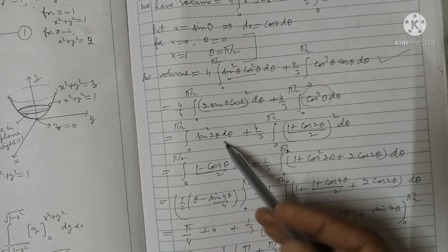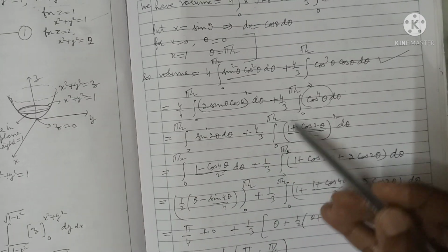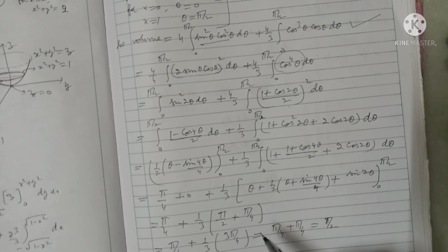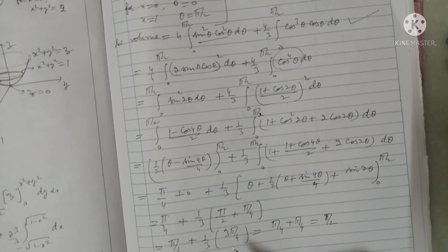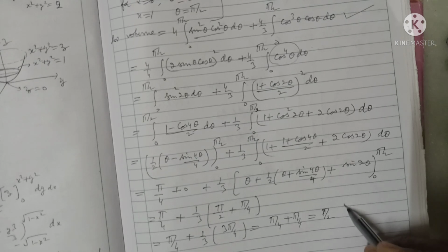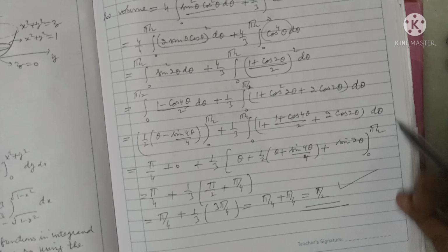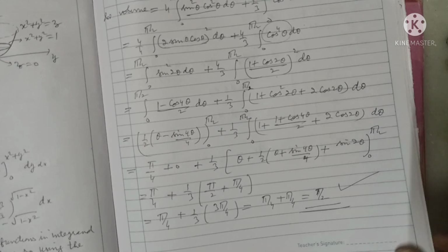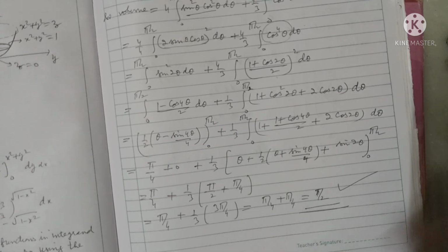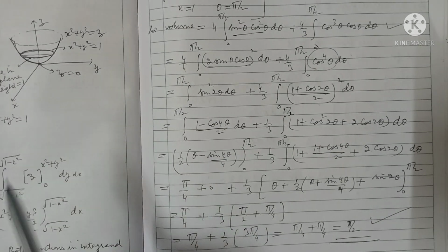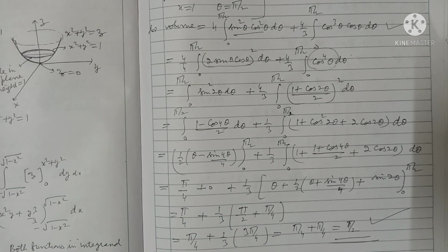Now you have to simply integrate these functions. You can do it easily. I have already calculated and found the final result. You can easily find the final result. This is pi by 2, and these steps are quite simple. You can easily integrate, right? So this is the first method of finding the volume bounded by the surfaces.